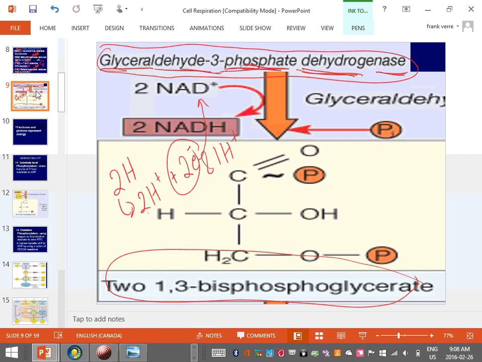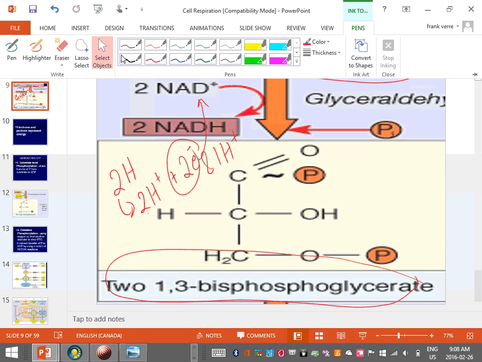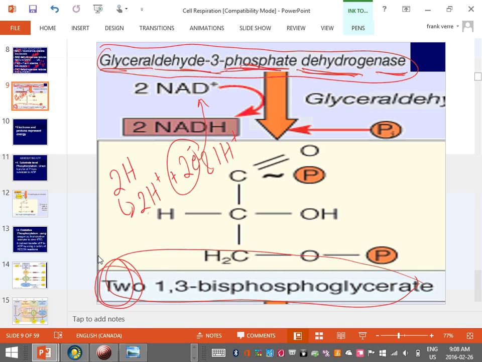So let's take a look at this molecule over here. This molecule is called 1,3-bisphosphoglycerate. The 2 means there's 2 of them. Okay, so there's 2 of these guys. What does bi mean? 2. How many phosphates do you see? There's 1 here, and there's 1 here. One of them is attached to the first carbon, and one's attached to the third. There's 2 of them, right?